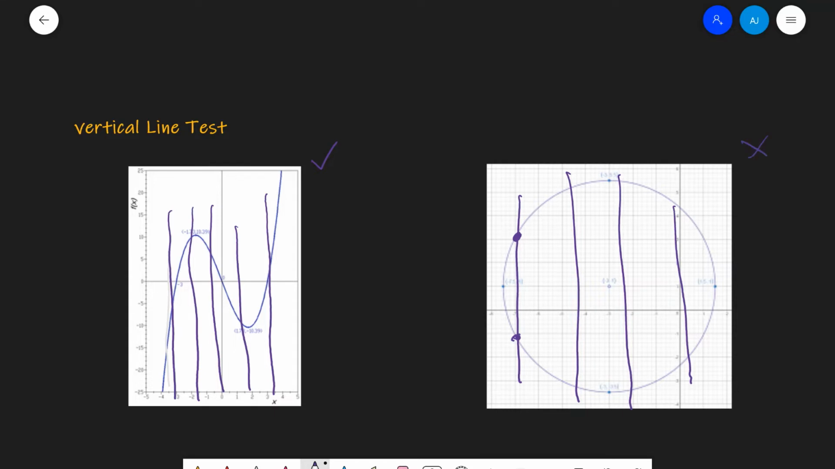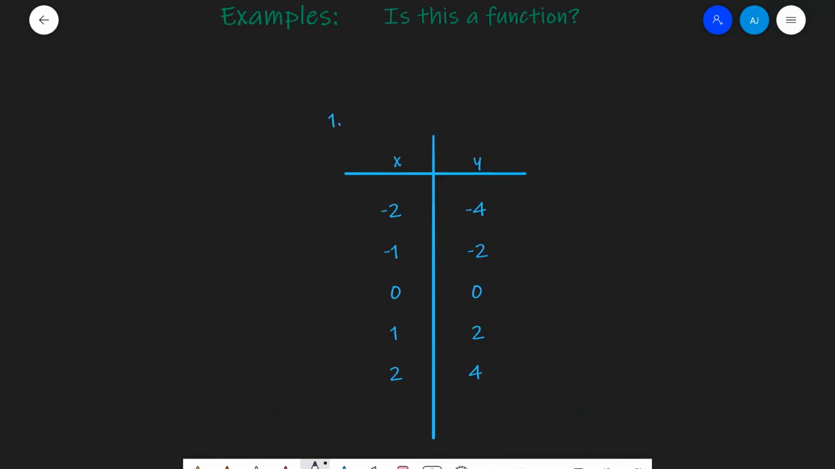Now let's try some problems to see which relations are functions and which are not. Given x and y values, is this relation a function? Pause the video if you feel like you can solve it, but if not, we will go over it soon. Alright, so you should have seen that since each input has one output, it follows the guidelines of what is classified as a function. So, it is a function.